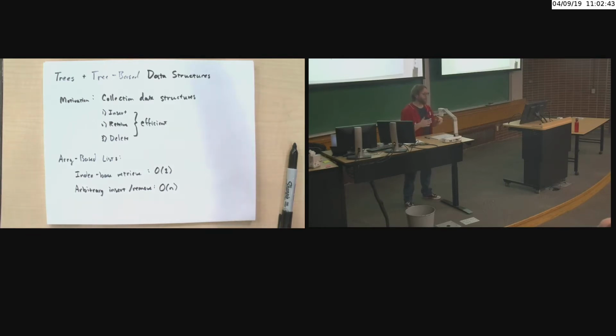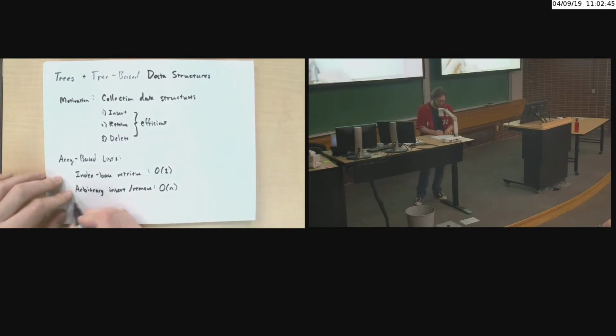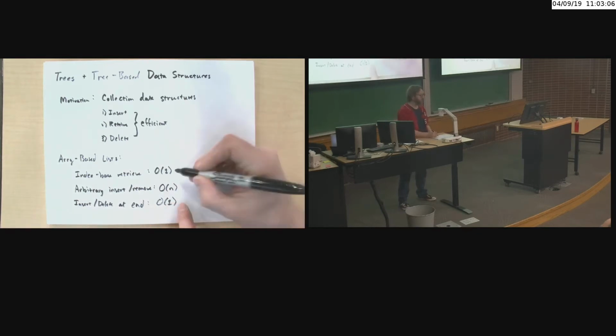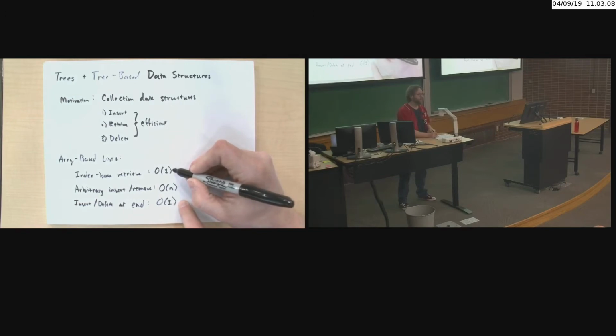Now, another way of looking at this is inserting or deleting at the end. That's going to be order 1, or constant, because you can jump to the end immediately as long as you're keeping track of how many things are already in the list, right? Some of these things are very efficient. It doesn't get better than order 1, constant time. But on the other hand, some of these things are very inefficient.